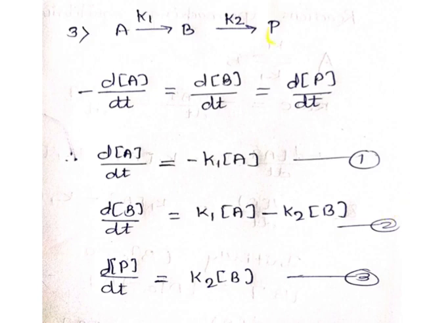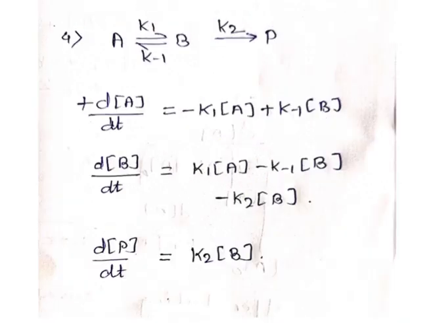Now we have to write down the rate of formation of the product. Formation rate is positive and decomposition rate is negative. Here the product is forming. So the rate of change of product concentration with respect to time is equal to K2 into concentration of B. This is our equation number 3.